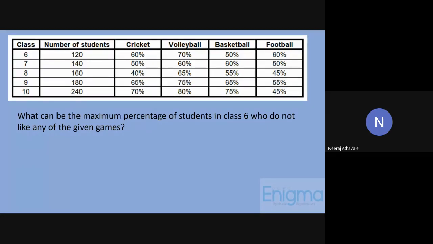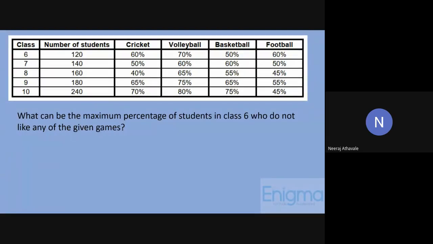What can be the maximum percentage of students in class 6 who do not like any of the given games? Okay, Prasan Raj has given the answer as 10, which is wrong. Try and think. 30. Okay, that would be correct. The correct answer would be 30.